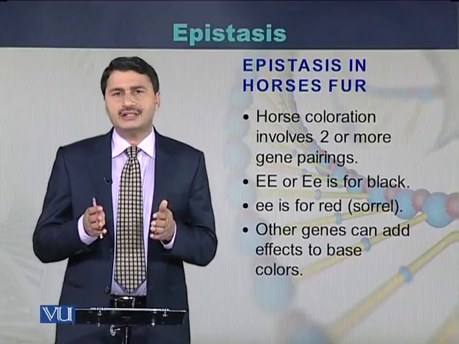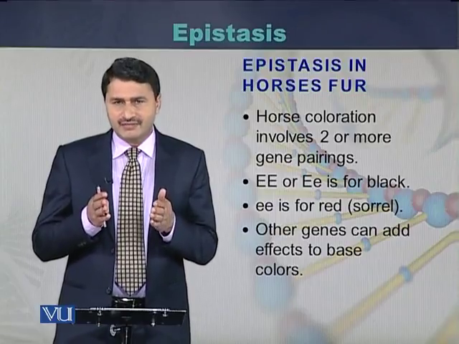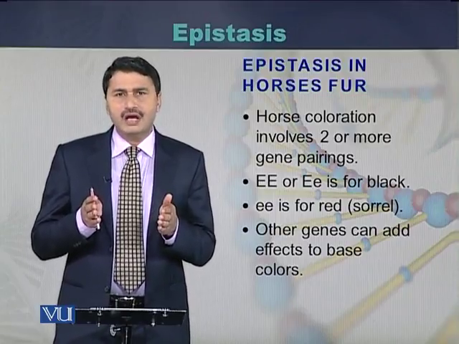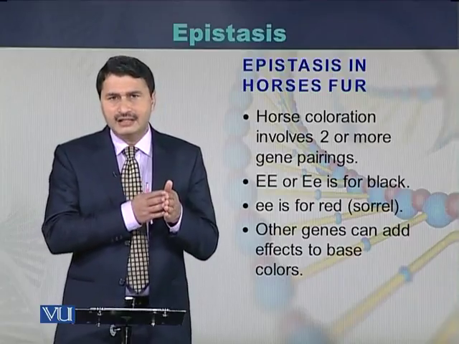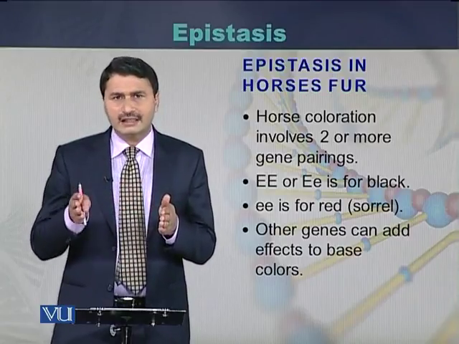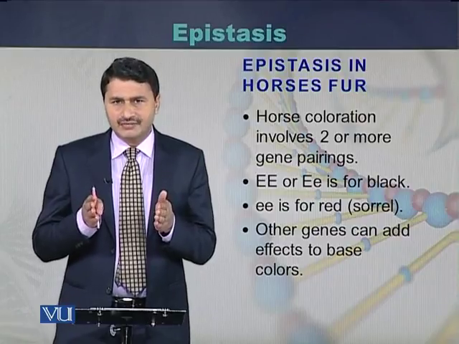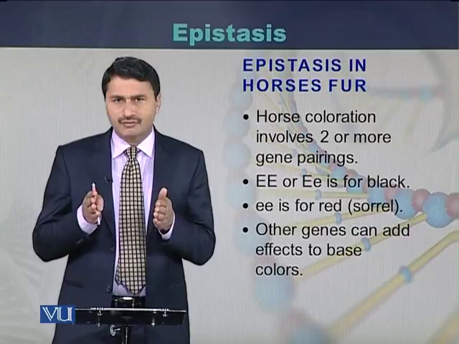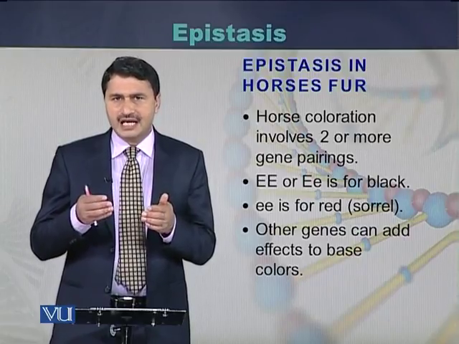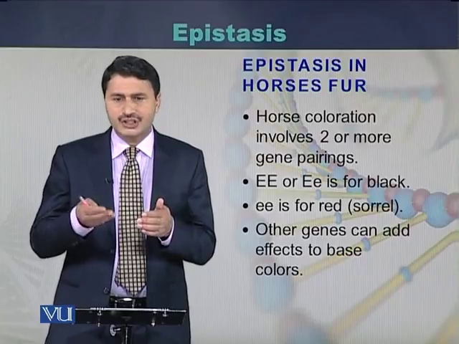But there are many genes which have an additive effect between these two extremes, the black color on one hand and the red color on the other hand. Those genes have additive effects on the coloration of the horses. Those genes have epistatic effects on the first gene pair.